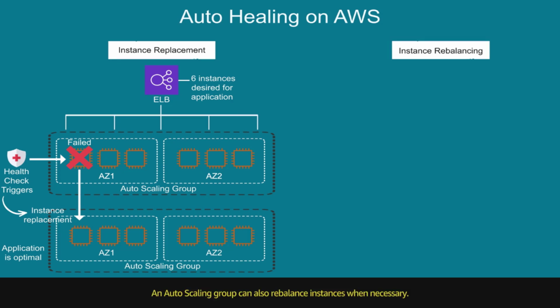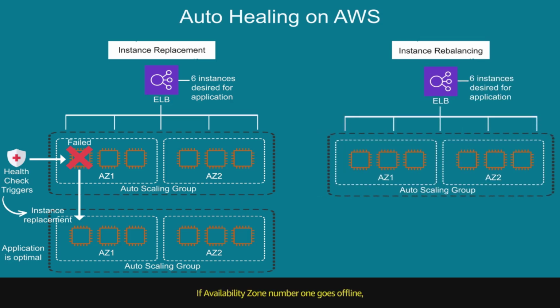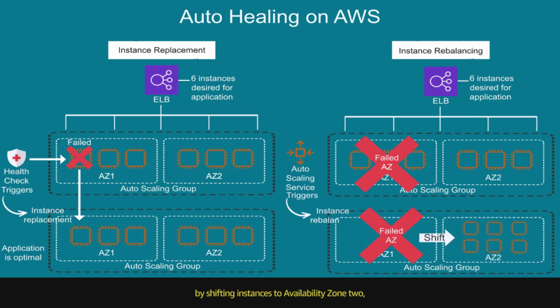An auto-scaling group can also rebalance instances when necessary. If availability zone number 1 goes offline, the auto-scaling service will rebalance the instance load by shifting instances to availability zone 2 until availability zone number 1 comes back online, making your applications more available and resilient.